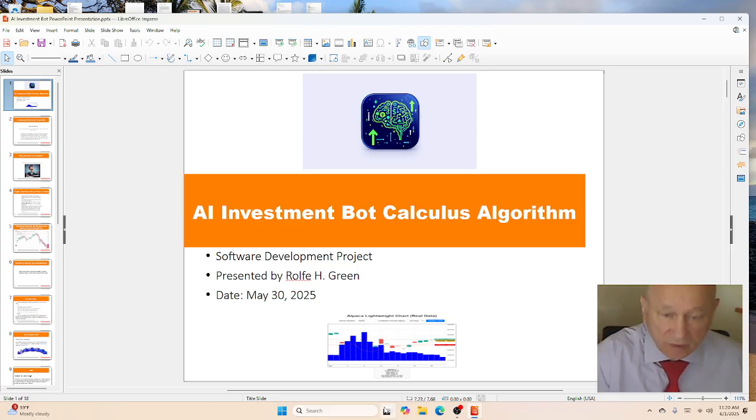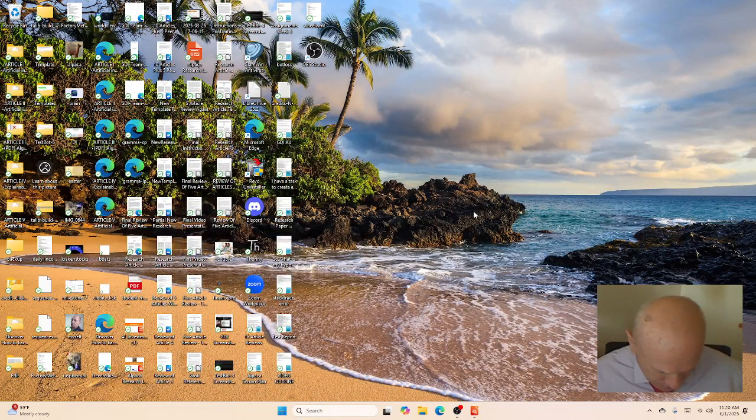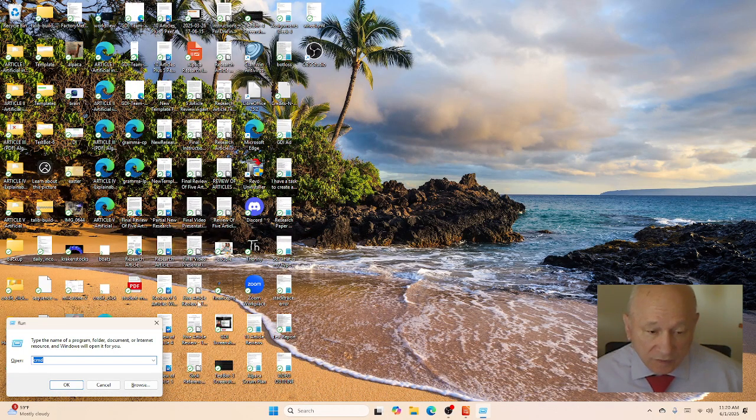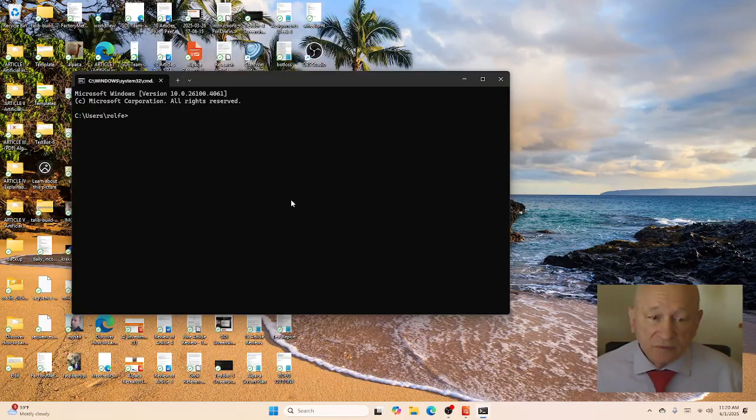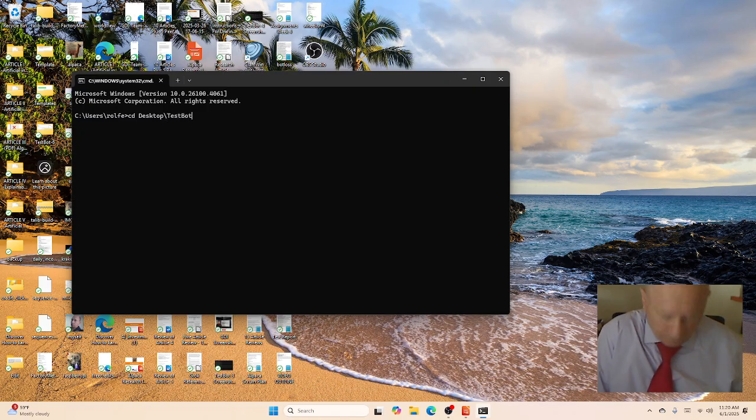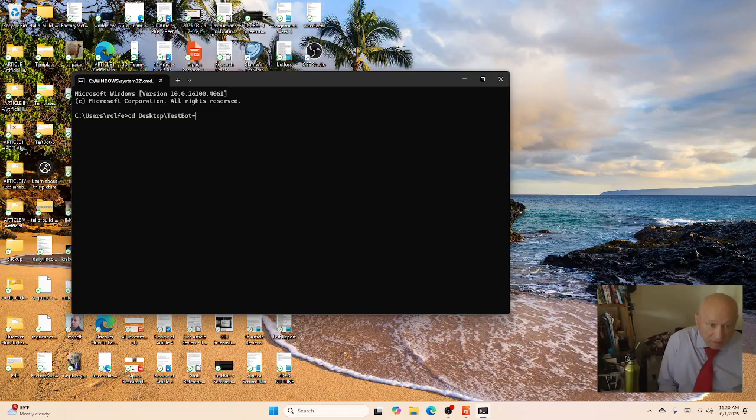Hopefully I can open it. Just a moment, maybe I will shrink that. There we go. And open the command prompt. This will give you an illustration of how the algorithm works when I go to the directory in which the bot performs. As you can see, it's in the command prompt.